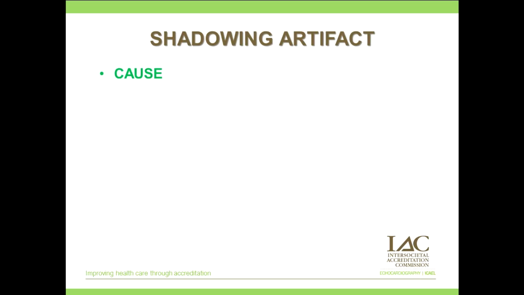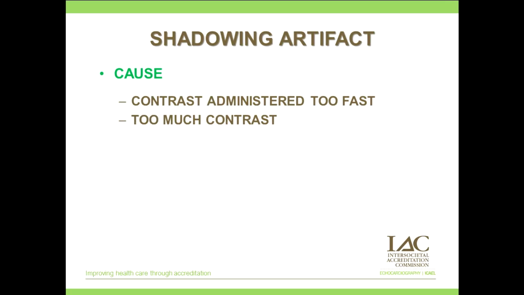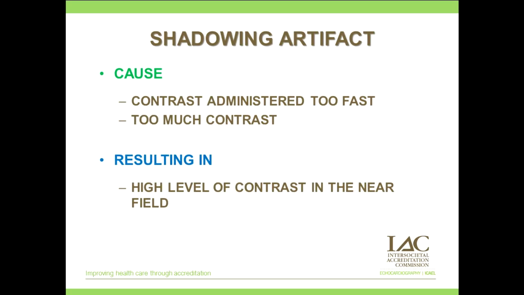Why does shadowing occur, or what's called attenuation artifact occur? First, it can be caused when the injection was given too fast. We need nice, slow injections of contrast. And this also can occur when too much contrast was given. So, if too much contrast was given, or if it was administered too fast, what this causes is a high level of contrast in the near field, up towards that apex, causing shadowing in the far field. Too much, too fast.